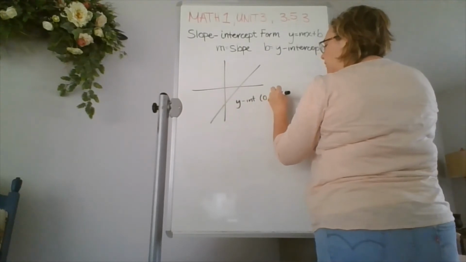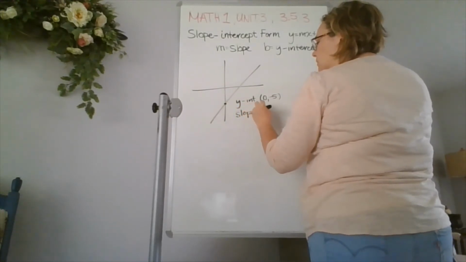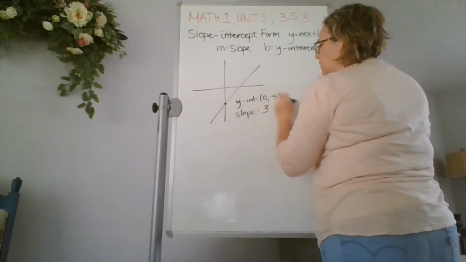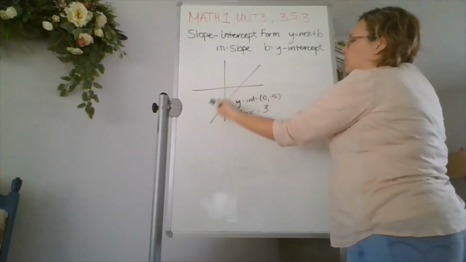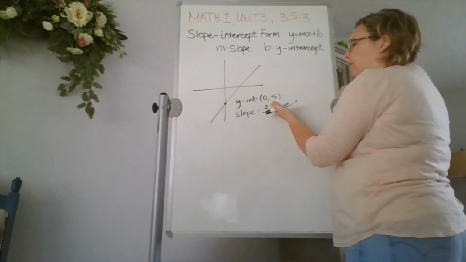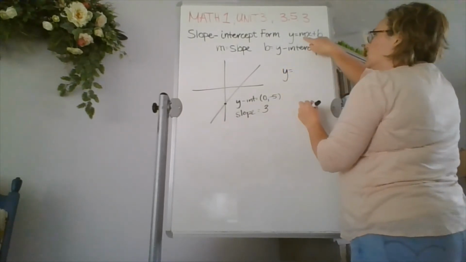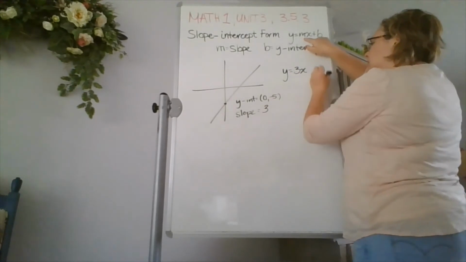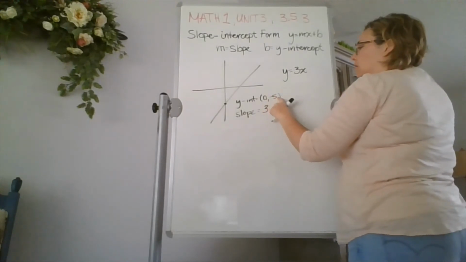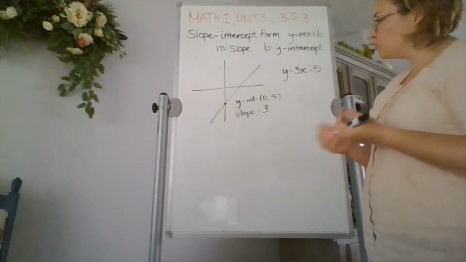is 0, negative 5. So this is the y-intercept right there. And that our slope is 3. We'll say slope is 3. Okay. All of this information is given, so you have this beautiful picture to look at. And then in the picture, it will say y-intercept equals 0, negative 5, and slope equals 3. We want to write our equation. So y equals the slope times x plus the y-intercept. In this case, our y-intercept is negative 5. We're just going to go for the y value. So we are subtracting 5.